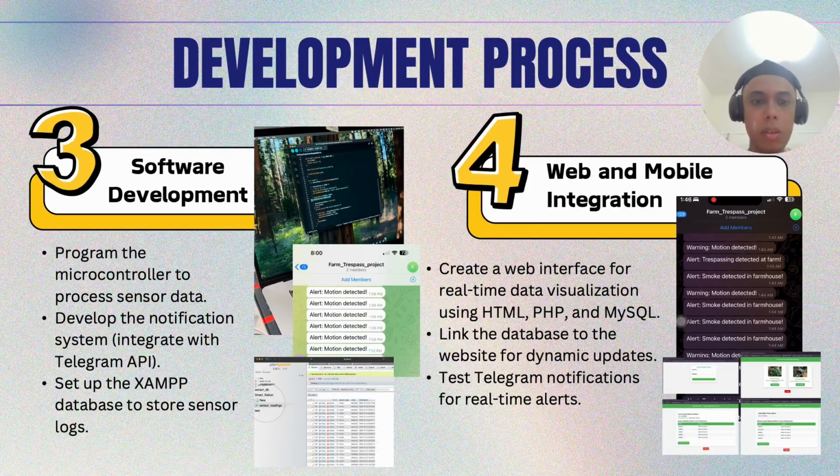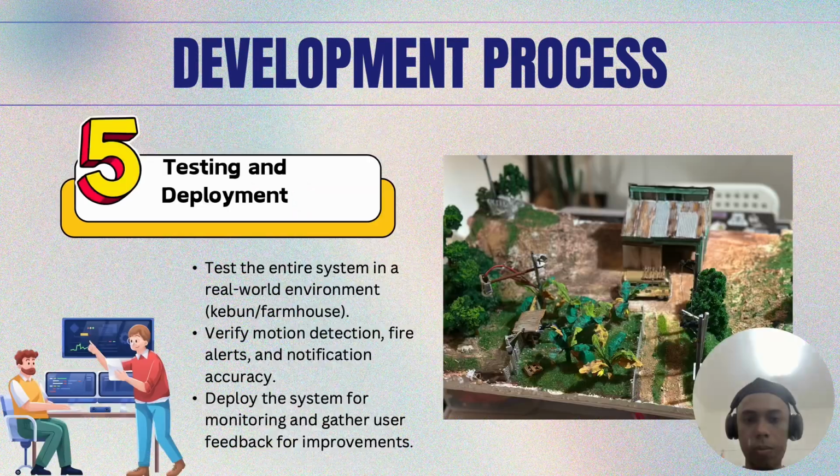The third one is software development. We will program the microcontroller to process the data and develop the notification system integrated with the Telegram API. Then we set up the database to store the sensor data using XAMPP. The next one is web and mobile integration. We will create a web interface for real-time data visualization using HTML, PHP, and SQL. We will link the database to the website for dynamic updates. Then we will test the Telegram notification for real-time alerts.